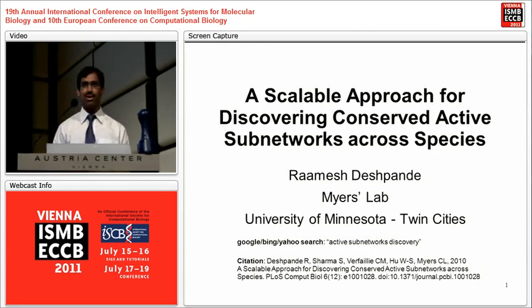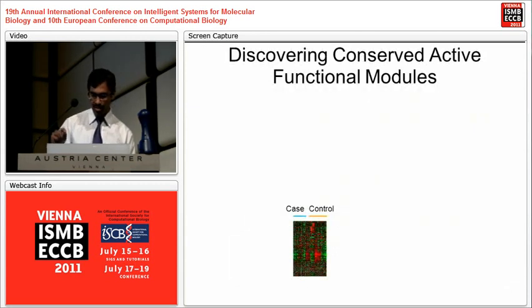If you want to pull this paper up now or sometime later, you can search for active subnetworks discovery, and the top hit would be my paper. So let's get to the motivation for the approach we have developed.